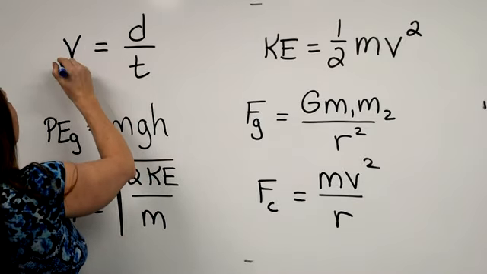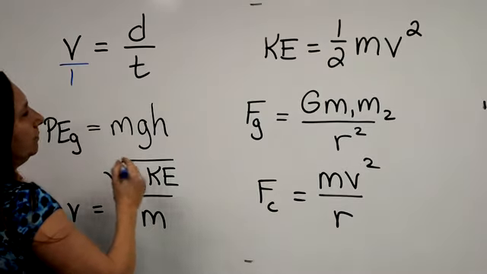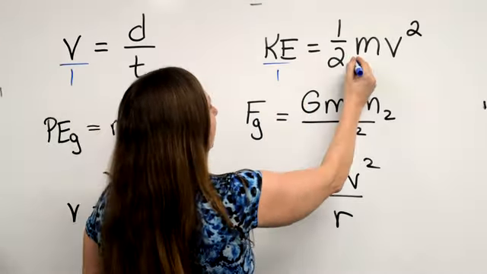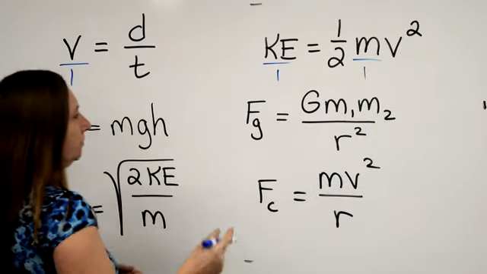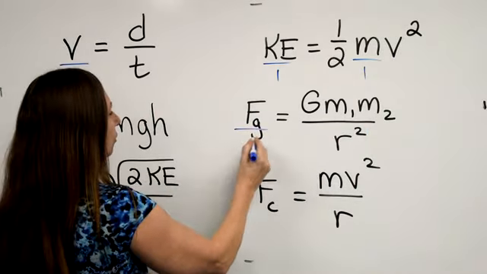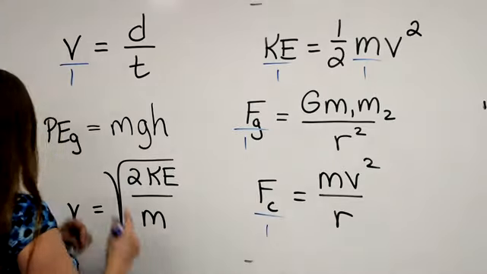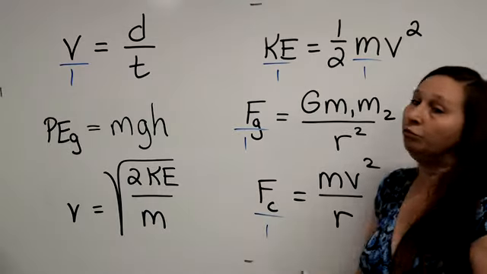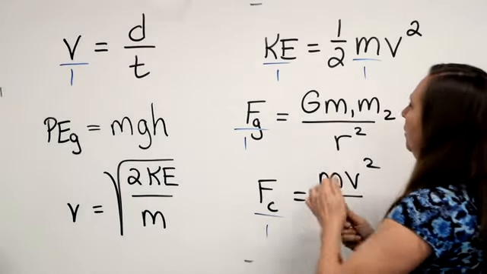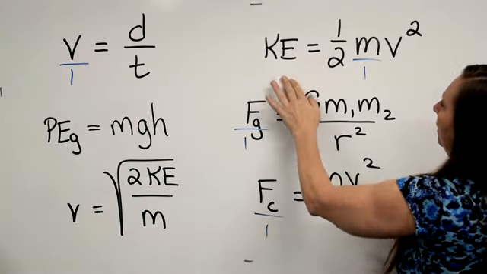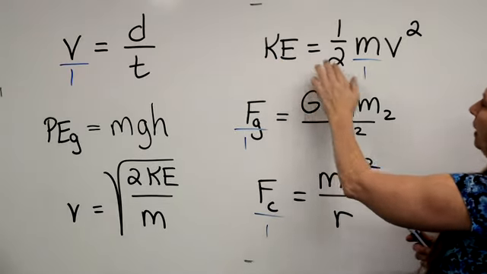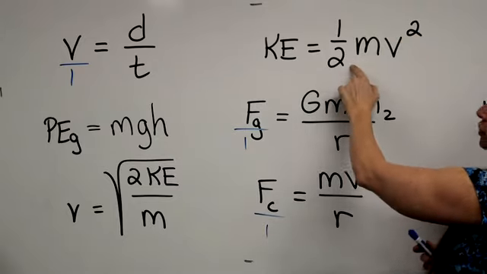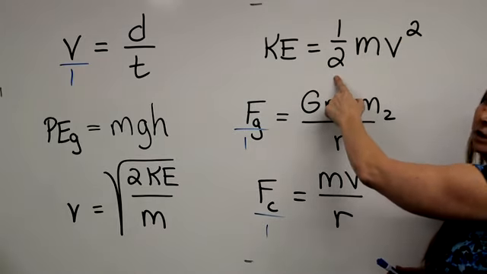Everything that's by itself is over 1. This kinetic energy here is over 1, this mass here is over 1, this is over 1, etc. Everybody that's by himself is really over 1, so we can think of this as being in the numerator. This is in the numerator. This 2 on the bottom here is in the denominator.